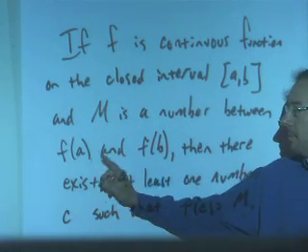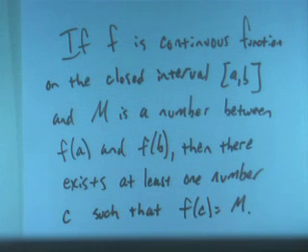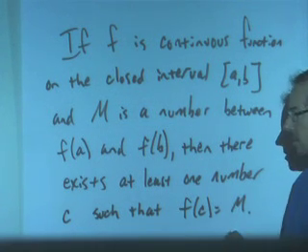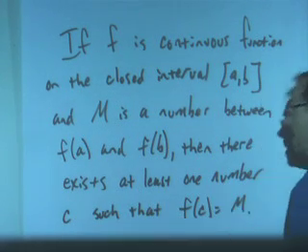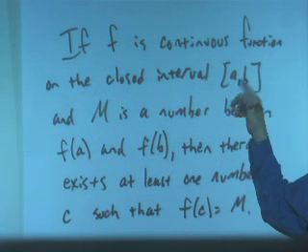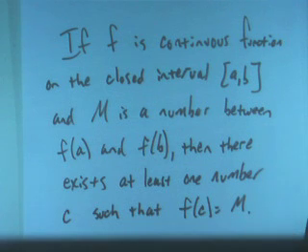m is some number in between the values of f of a and f of b, then the intermediate value theorem guarantees that there exists some number, we'll call it c, that's between a and b, that's maybe not between a and b, but on the interval a and b, such that f of c equals m. Okay, let's look at an illustration of that statement.